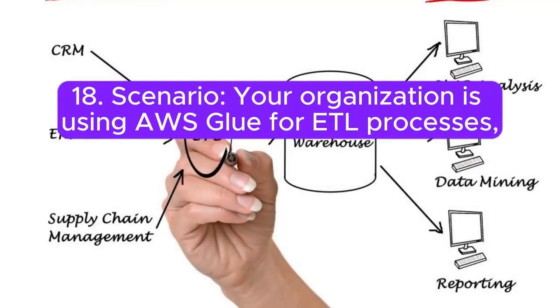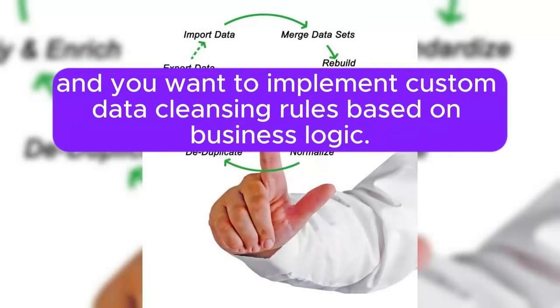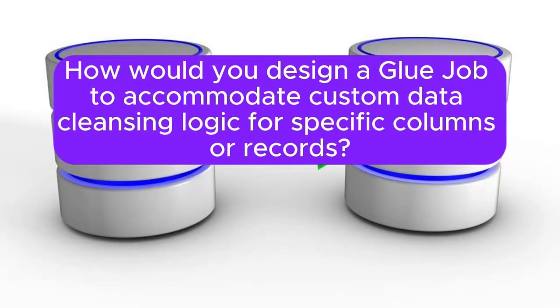18. Scenario: your organization is using AWS Glue for ETL processes, and you want to implement custom data cleansing rules based on business logic. How would you design a Glue job to accommodate custom data cleansing logic for specific columns or records?